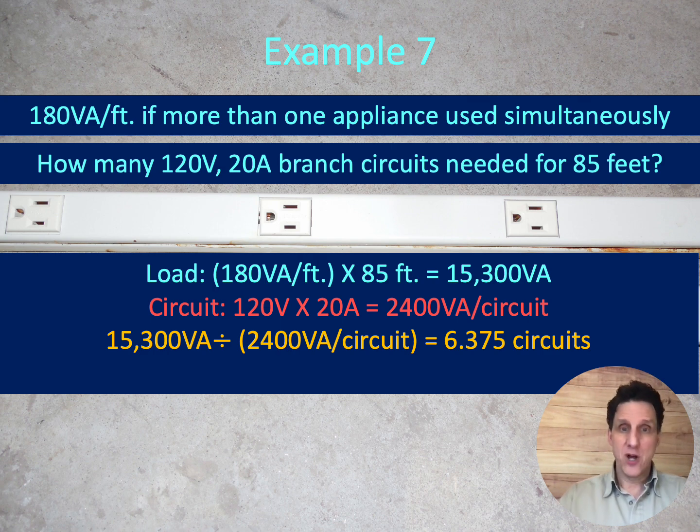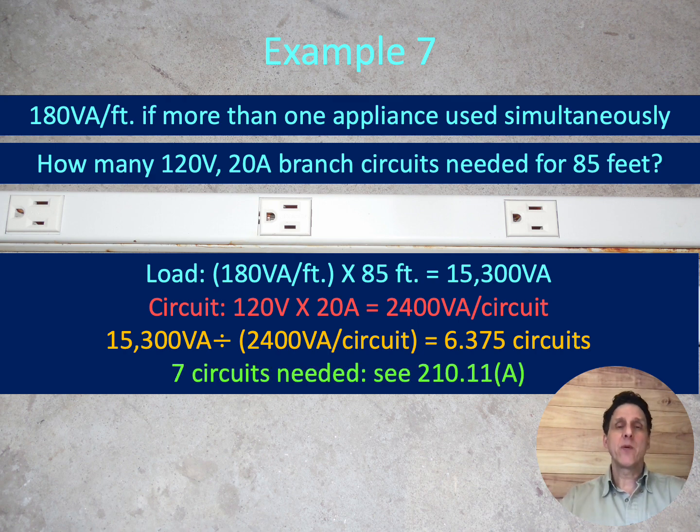Well, it's an all or nothing proposition. It's either 6 circuits or it's 7. You can't have less than 6.37 circuits, so you're going to need 7. 7 circuits minimum. And that would comply with 210.11(A), which again says the minimum number of branch circuits is based on the load calculation and the rating of the branch circuits.